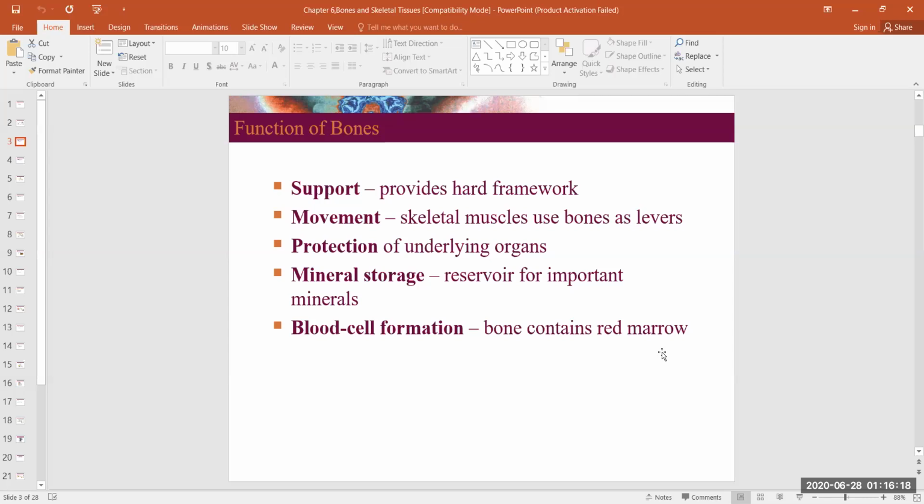Blood cells, all your red blood cells and white blood cells, are formed in your bone marrow, particularly the red bone marrow. As I said earlier, the end of the bone contains red marrow. That is the part which contains the site for red blood cell formation. Okay, not the yellow part.